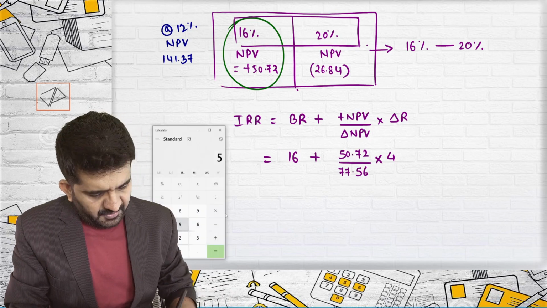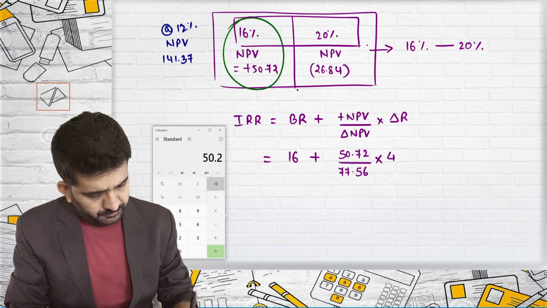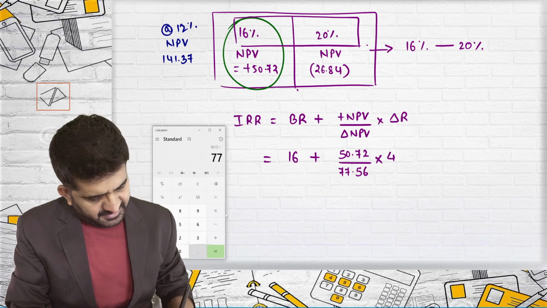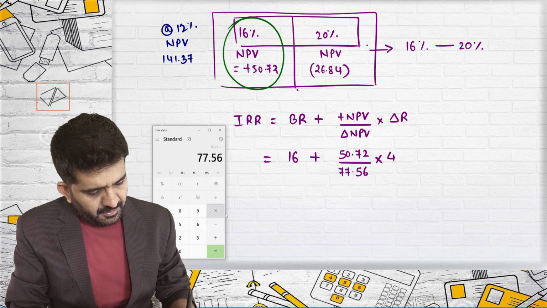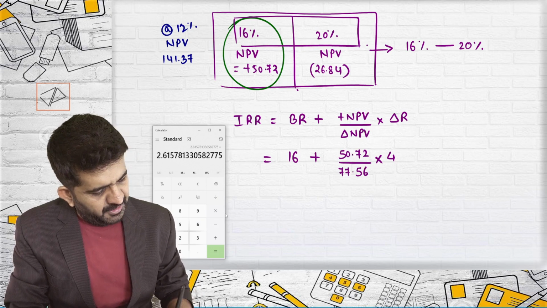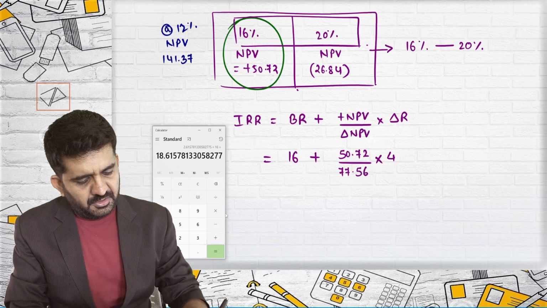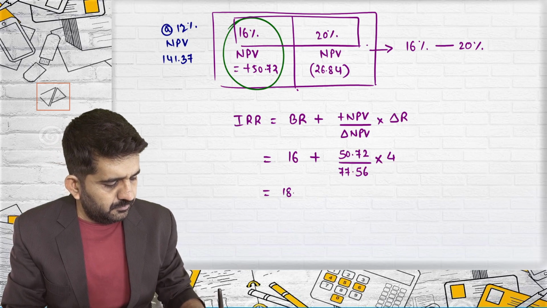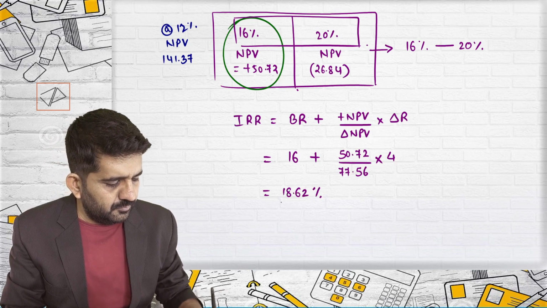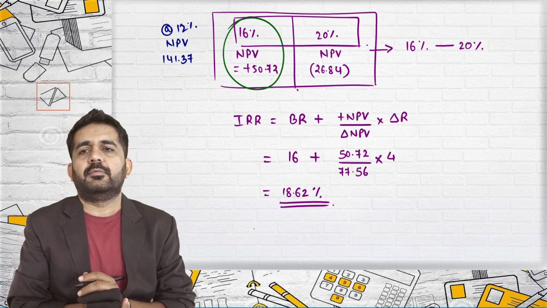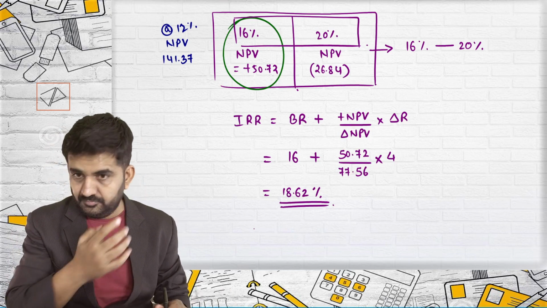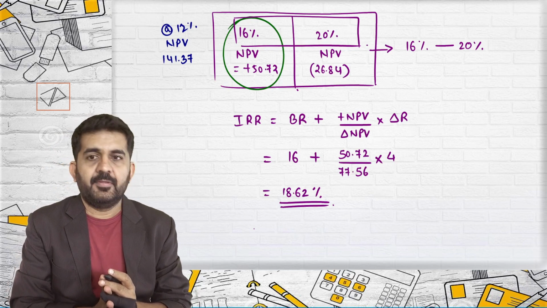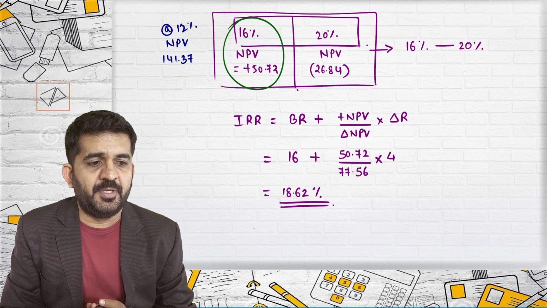This answer will be 50.72 divided by 77.56 multiplied by 4 plus 16, which is 18.62 percentage. All of us should be good with IRR.